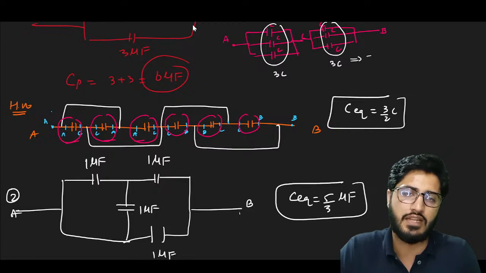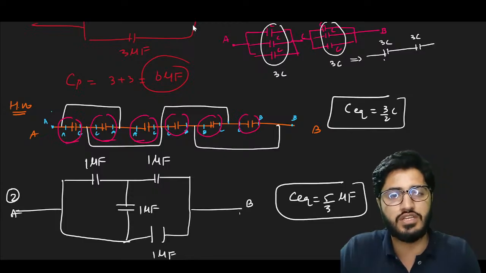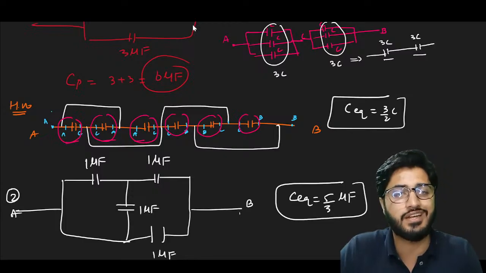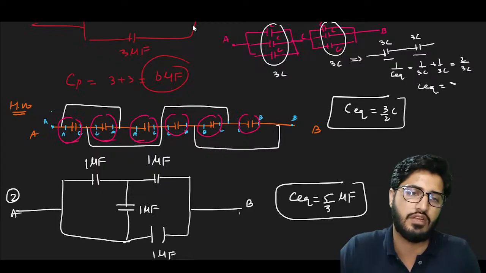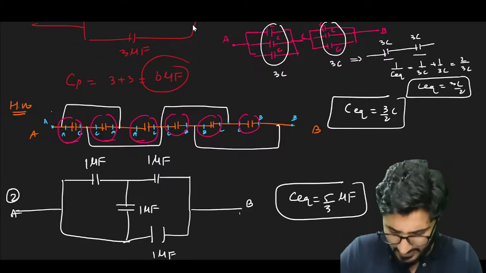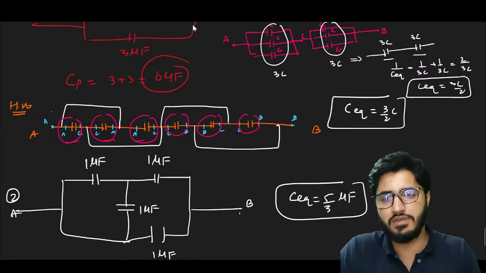I will make it like this now. 3C, 3C, 3C. Now 3C, 3C. Now these are in parallel. So these three C are what? In series. So I will write 1 by C equivalent equal to 1 divided by 3C plus 1 divided by 3C. That came out to be 2 divided by 3C. That means C equivalent came out to be 3C by 2. Done? 3C by 2.